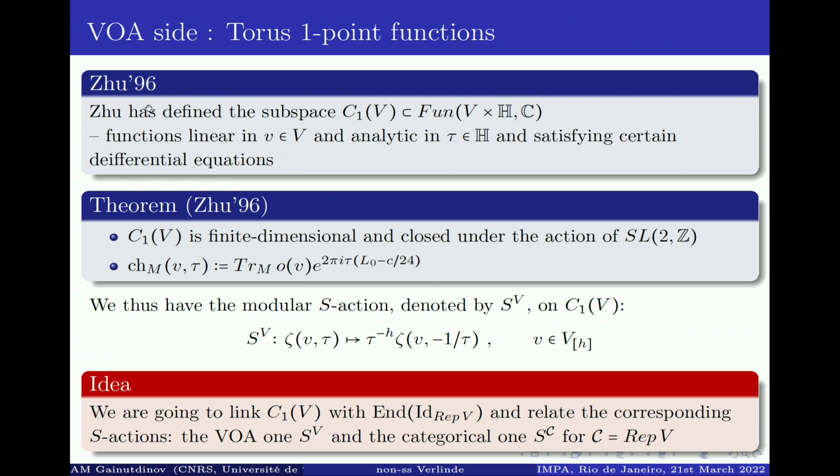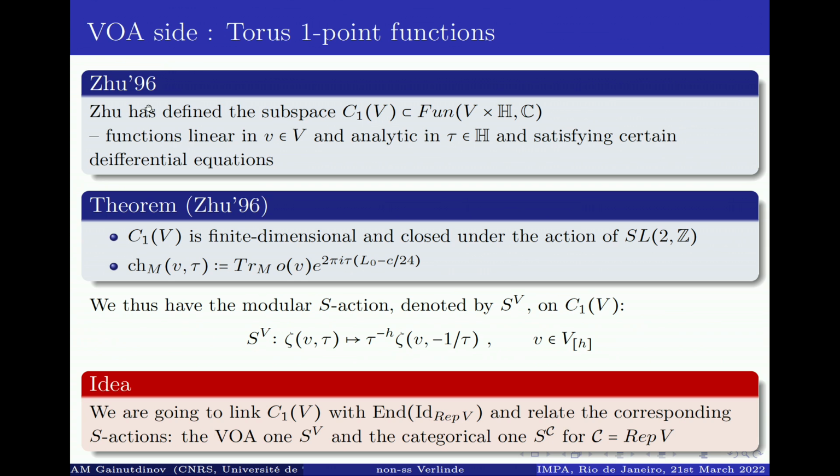Examples of such elements in C1(V) are characters. Characters are just, as I discussed, the trace with the zero mode and so on. So what we have from Zhu is the VOA S transformation, which I will denote by S_V. You take this torus one-point function, and it is sent to tau to the minus h, where again V is in this exponential grading. So this is my S transformation, right? And we know that S_V acts on this C1(V). So the idea is that now we are going to link C1(V) with this algebra of endomorphisms of the identity functor for Rep V.